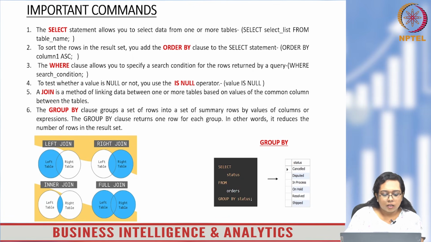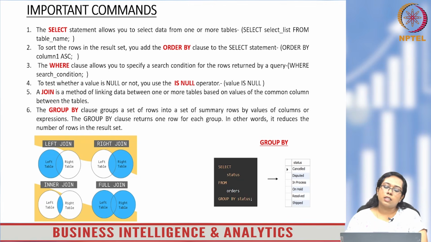See the diagram on the left, it has 4 types of joins: left join, right join, inner join and full join. Seeing that itself you can guess what each operation does. Left join gets all the common values between 2 tables as well as all the values from the left table. And right join, it is very obvious, it will get all the common values between both the tables and also all the values from the right table.